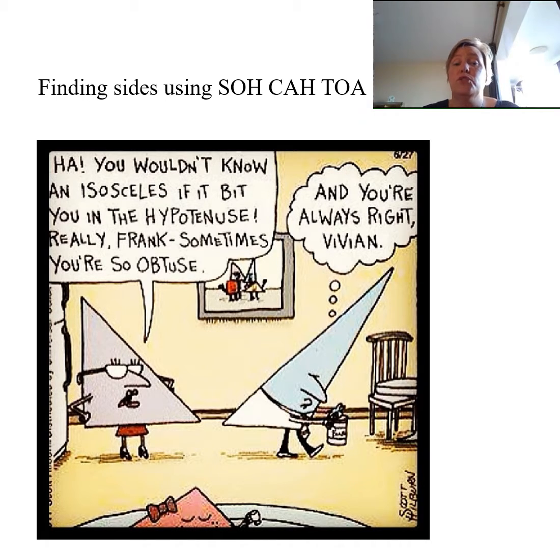Excellent. So now we're going to use SOH CAH TOA, or sine, cos, and tan, to help us find a missing side. Now there are two types of missing sides you can find. One of them is slightly algebraically easier than the other, so I've split them into two videos.